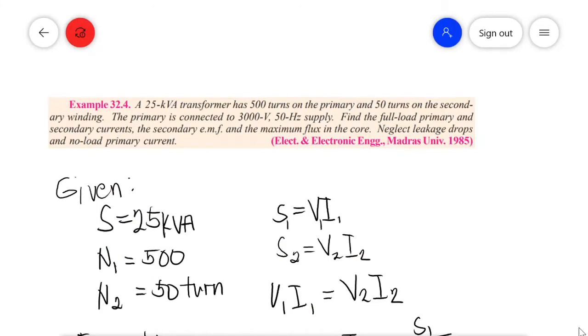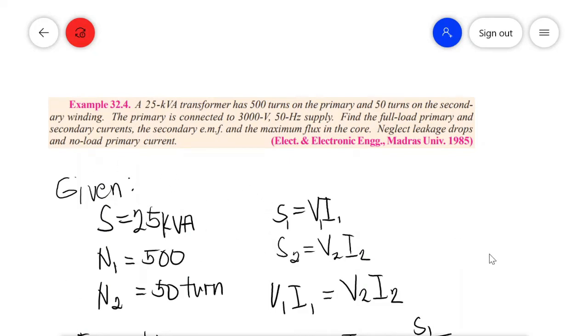Example: a 25 kVA transformer has 500 turns on the primary and 50 turns on the secondary winding. The primary is connected to a 3000 volt, 50 Hz supply. Find the full-load primary and secondary currents, the secondary EMF, and the maximum flux in the core. Neglect leakage drops and no-load primary current.